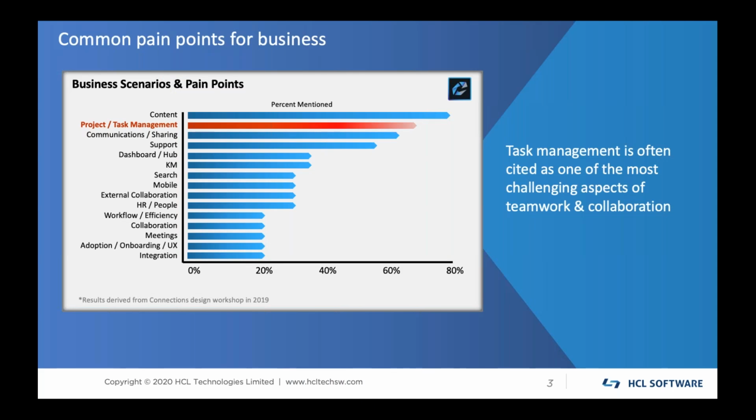So what you see here on this chart is results of some work we did with our customers and business partners last year, looking at business scenarios and pain points they were trying to solve around collaboration. As you can see, project and task management came up second on the list here, with around three quarters of the respondents, the people who participated, citing that as a pain point. When you think about it, task and project management is really central to just about any function.